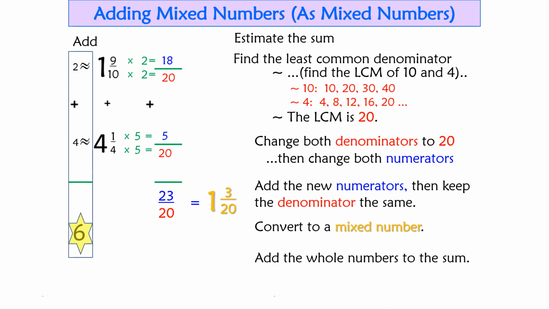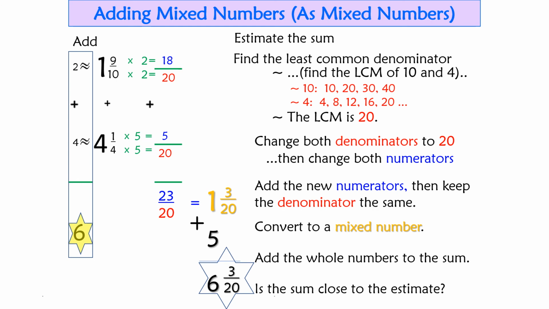So now, last step. Take our fractional sum, the 1 and 3/20, and add it to the sum of our whole numbers, 1 plus 4 is 5, and our final sum for the entire thing is 6 and 3/20. So, how does that compare to our estimate? Pretty good.